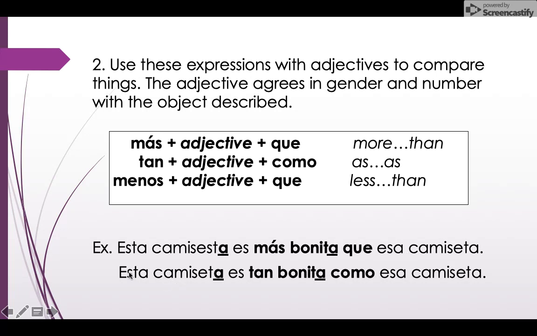And so here's another example. Esta camiseta es tan bonita como esa camiseta. It means that, or actually, this shirt is as nice as that shirt. Okay, so always look at the masculine or feminine, singular or plural to figure out which demonstrative adjective you need.